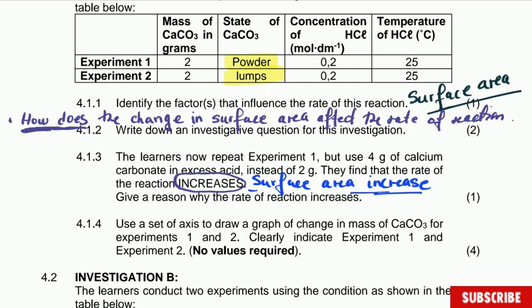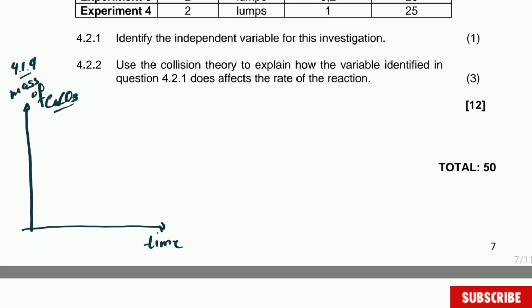Use a set of axes to draw a graph of change in mass of calcium carbonate for experiment 1 and 2. Clearly indicate experiment 1 and 2. No values required, they only want the graph, the shape. And then let's do the graph.